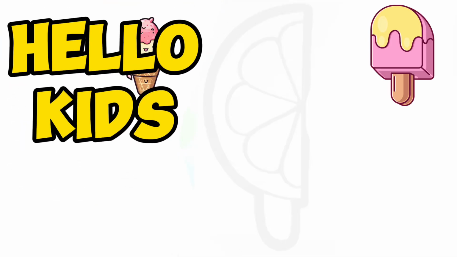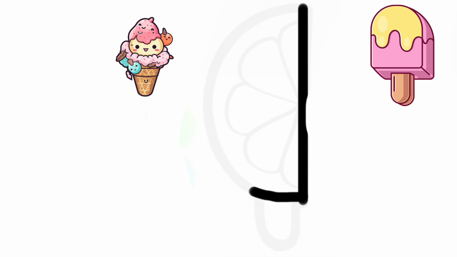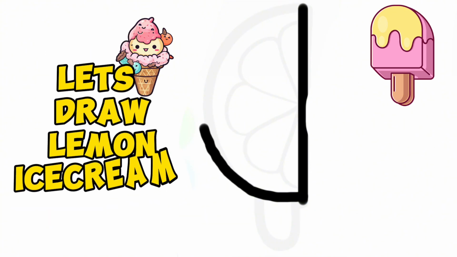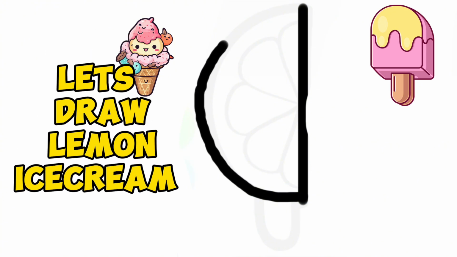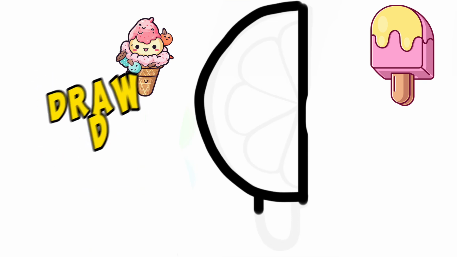Hello, kids. A is for apple, apple. B is for ball, ball. C is for cat. Let's draw cat. D is for doll, doll. Draw D.